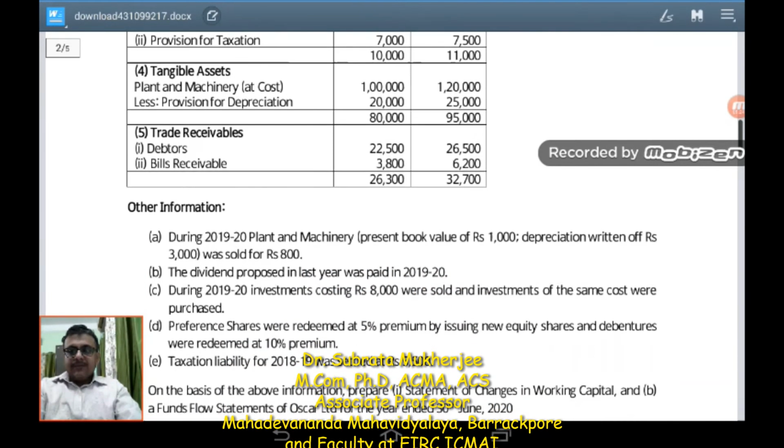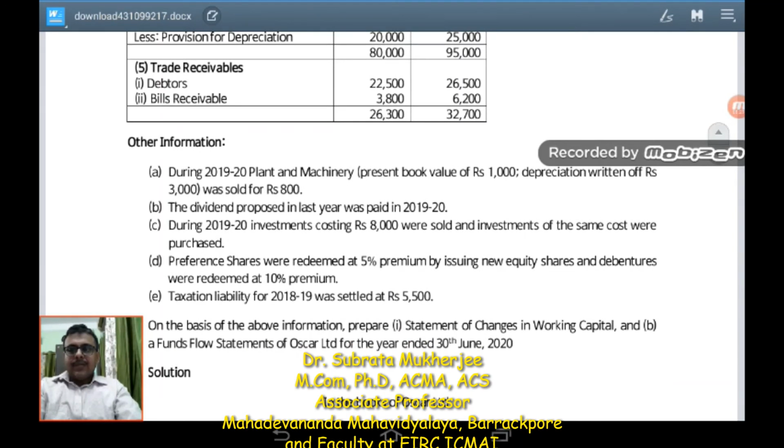Now the adjustments. Other information: during 2019-20, plant and machinery of book value of rupees 1,000, with depreciation written off of rupees 3,000, was sold for rupees 800. The dividend proposed last year was paid in 2019-20. During 2019-20, investments costing 8,000 were sold and investments of the same cost were purchased. Preference shares were redeemed at 5% premium by issuing new shares. Equity shares and debentures were redeemed at 10% premium. Taxation liability for 2018-19 was settled at rupees 5,500.